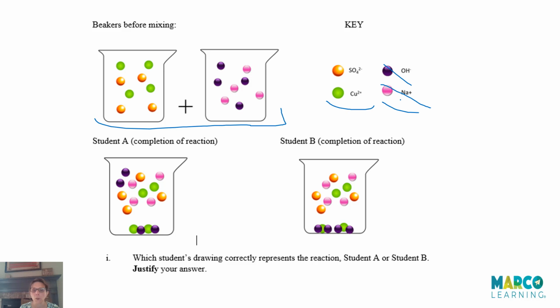So sodium is also not going to be forming a product with the sulfate ion. So that means what we have left to react is copper with hydroxide. And that looks like what both students do. So that part's correct. But now let's pay attention to the ratios.